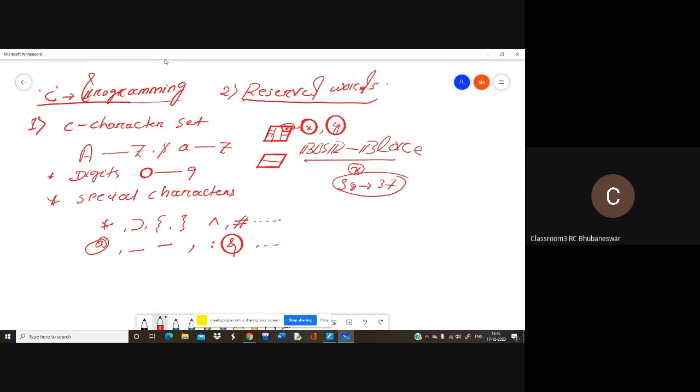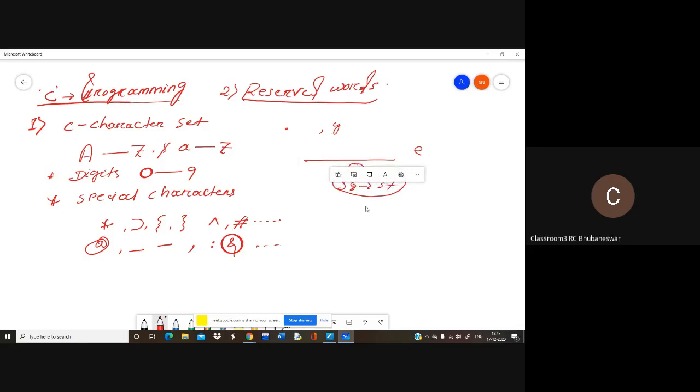Similarly, in our C programming language, some words are reserved. They should be only used for a particular purpose, right? So what are the reserved words? They cannot be used for any other purpose.